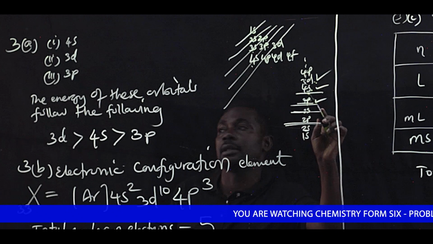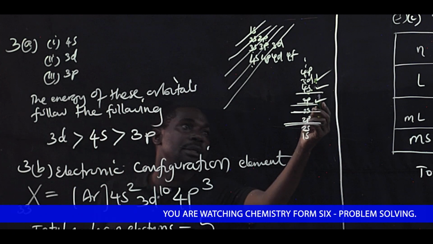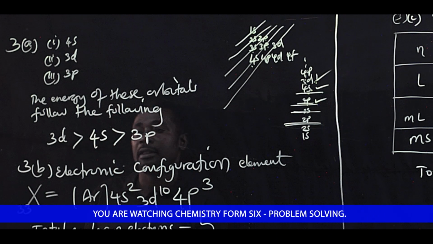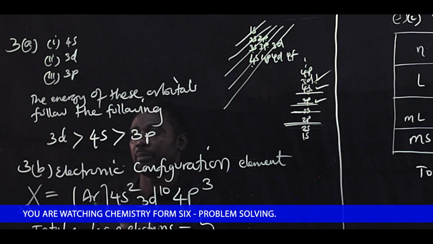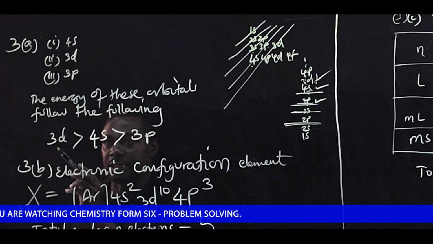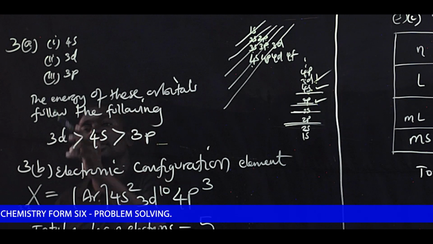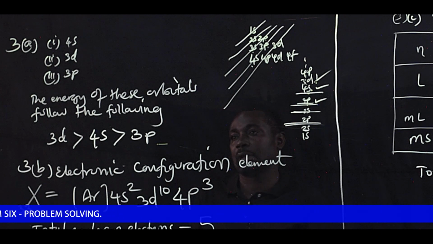So to arrange these three orbitals, we start with the 3d, which has the highest energy level, higher than 4s and 3p. Then 4s, which has higher energy than 3p. So this will be the arrangement of subshells or orbitals in order of decreasing energy levels.